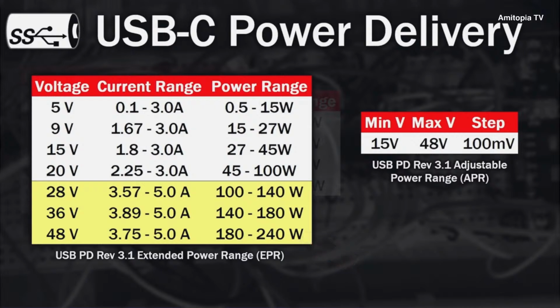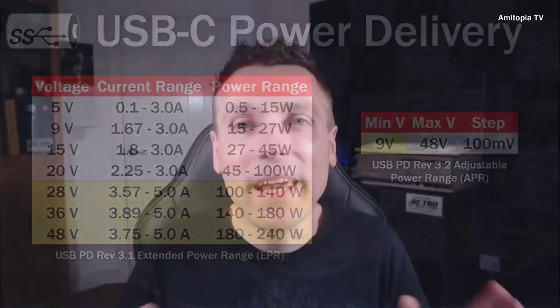Finally, well, at least at the time this video was made, a revision 3.2 of the PD spec was launched. This updated the previous adjustable power supply range to go down as low as 9 volts. What a complicated mess! And there's a whole load of other protocols for power delivery too, which I'm not even going to get into. So why does this matter?